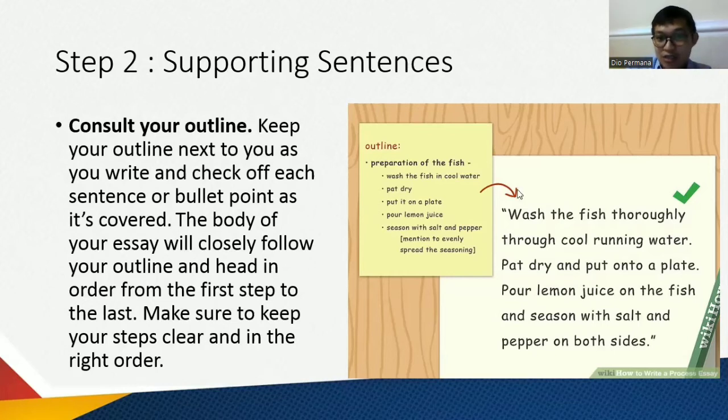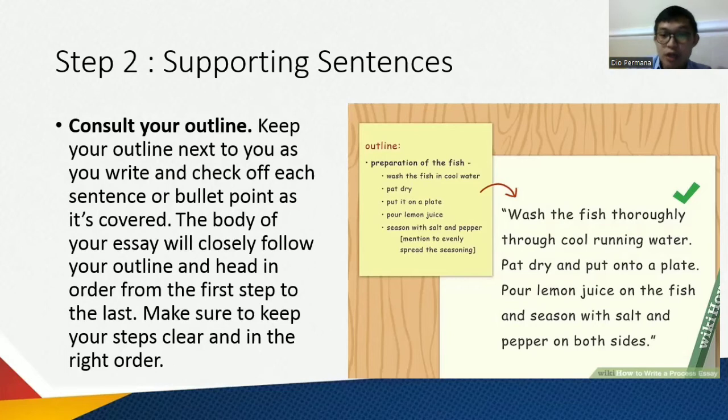As you can see in the picture, this is the listing that you made in the pre-writing activity, and after that you start writing down your process by making it into sentences. The body of your essay will closely follow your outline and be in order from the first step to the last. Make sure to keep your steps clear and in the right order. So this is why the listing or outline that you make in the pre-writing activity is essential.